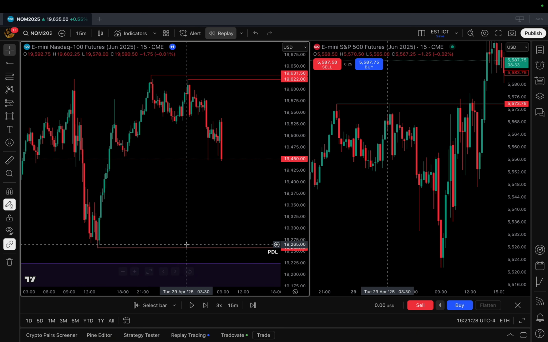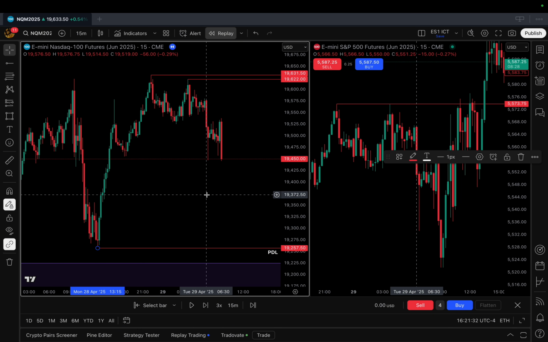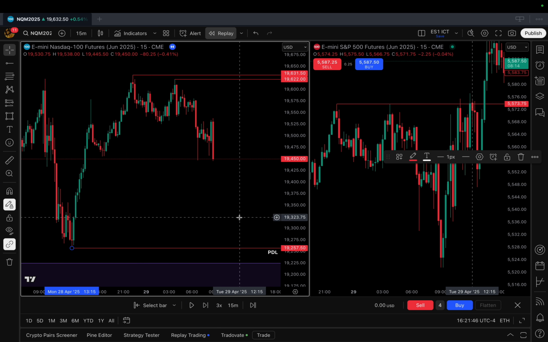Each day you want to mark out the key liquidity levels: previous day low, previous day high, data lows, data highs. If you do have a set of news at 8:30 or 10 AM, then make sure to mark out the high and low created from news, London, Asia, and unfilled imbalances as well. And there's obviously other liquidity levels that you do look to mark out.